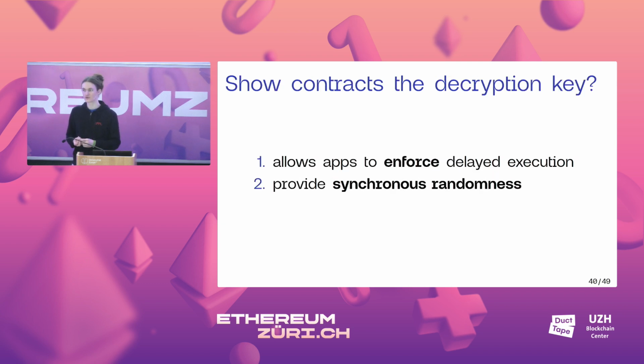Then can we show the contracts and the transactions themselves their decryption key? Why would you do that? There are two benefits. First of all, you could allow applications to block the fast lane and say, okay, you can't bid from the fast lane because otherwise it's cheating. And the second thing you get is you get synchronous randomness.